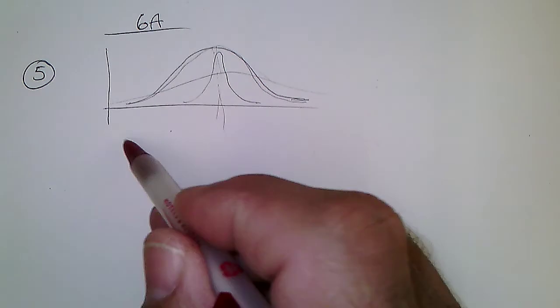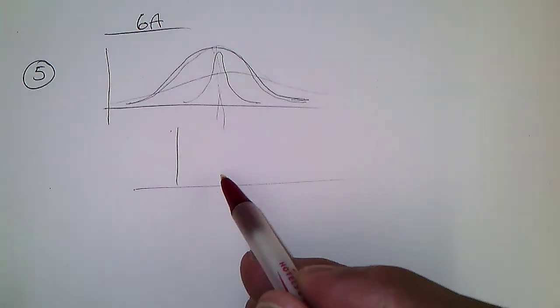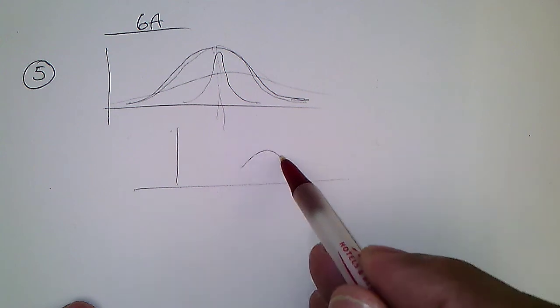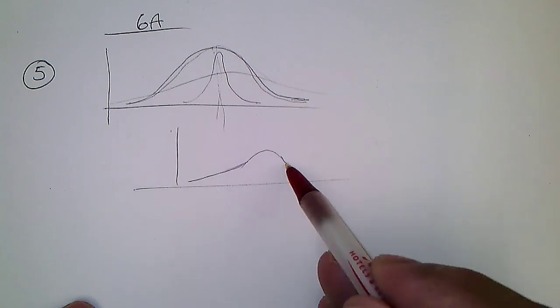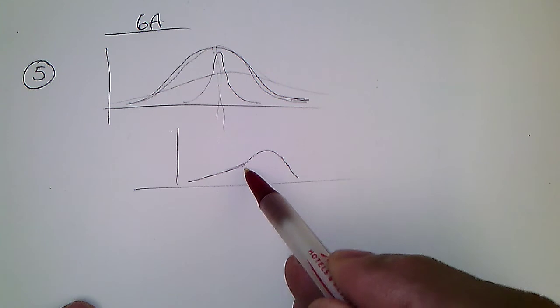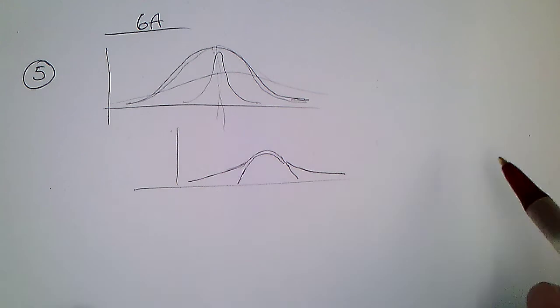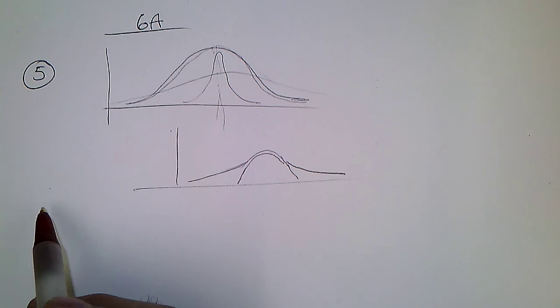Those are symmetric. Then it said give an example of left skewed. So that would be if the mound was here and left skewed, it would have a tail on the left side and drop off. If it was right skewed, it would be the mound and a tail on the right and drop off. Okay? So that's what 5 was asking for. And then number 21 was requested.